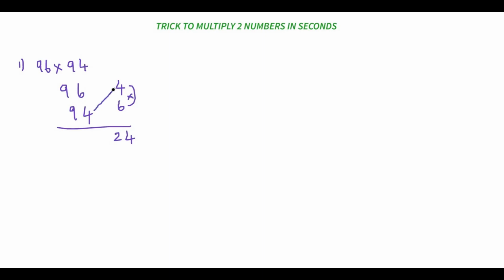We are going to cross. Last time we added up. Now we are going to subtract. Since it is less, we are going to subtract this. So 94 minus 4, which is 90. So here is our answer. 9024 is our answer.